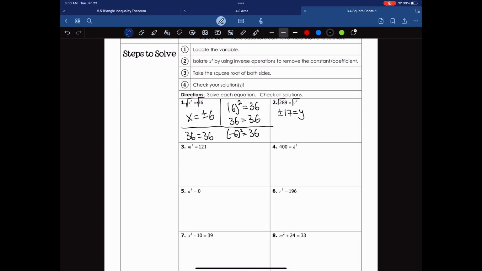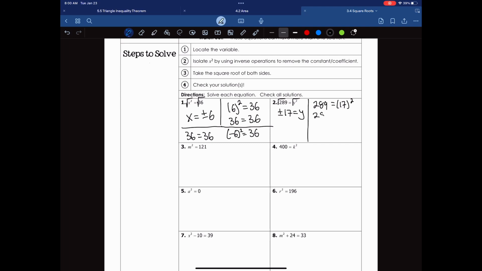So, from here, we just have to check our solutions. So again, we're going to say, okay, 289 is equal to, we'll check the positive one first. It doesn't matter which one you check first. I just like checking the positive one first. I feel like that one is easier.